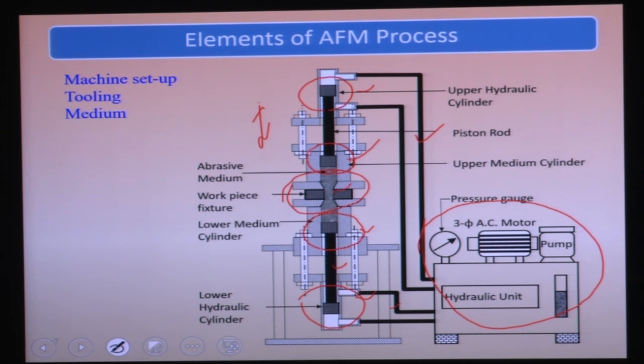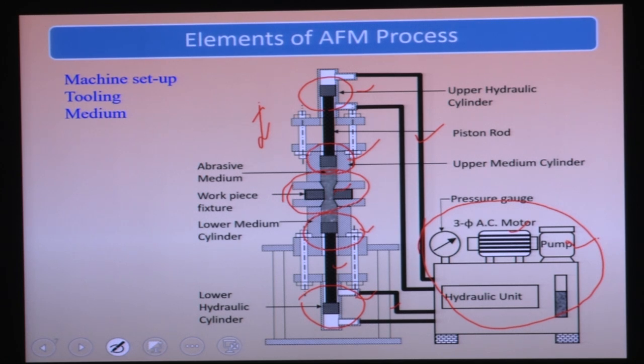This is the hydraulic unit. There is a 3-phase motor in that hydraulic unit, and there is a pump. It can generate from 0 to 100 bar pressure. This much pressure is required to flow the media through the passages where you need the polishing.